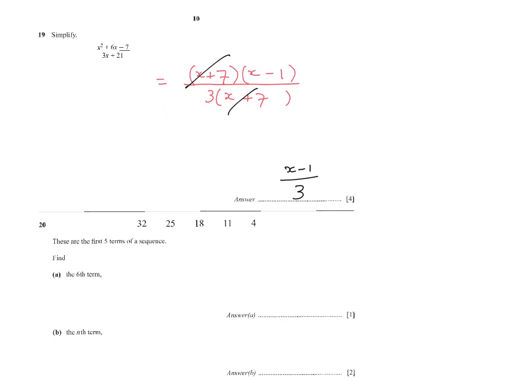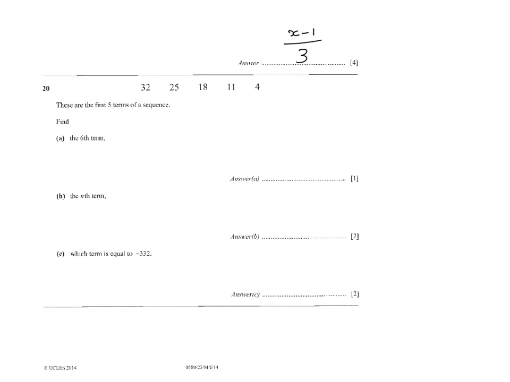There we go. I see a sequence there, question 20. 5 terms of a sequence. Okay, and just looking at it, what is that? 32 to 25 minus 7. 20 minus 7. So you see a term-to-term rule of minus 7. Find the 6th term. 1, 2, 3, 4, 5. So the next one, 4 minus 7. So minus 3.